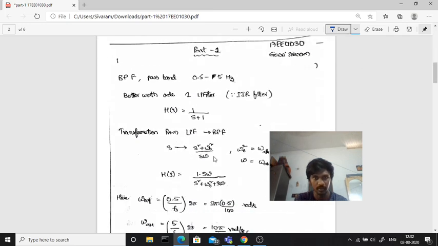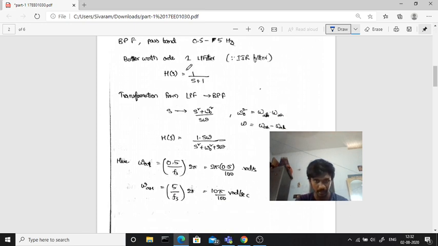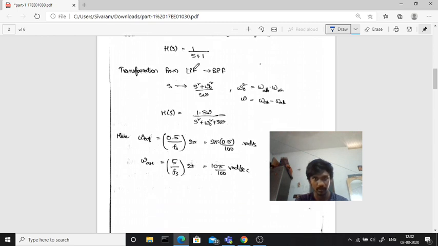Here you can see the band pass filter is given as 0.5 to 5 Hz, and then we need to use a Butterworth first order filter, which is like the IIR filter. So H(s) is equal to 1/(s+1). The transformation from low pass filter to band pass filter can be done by s tends to (s² + ω0²)/(s·ω), where ω is the difference between ω lower and ω higher, and ω0 is their geometric mean, and these two are given here.